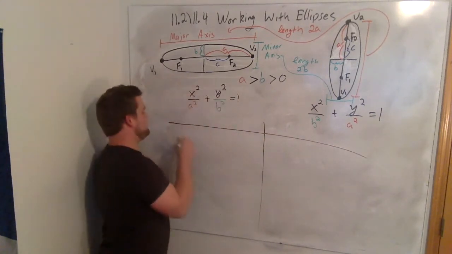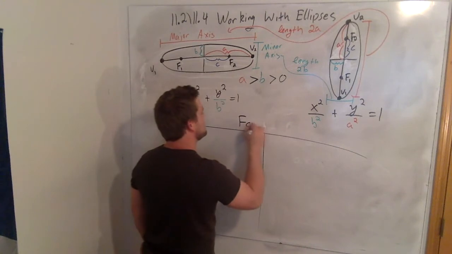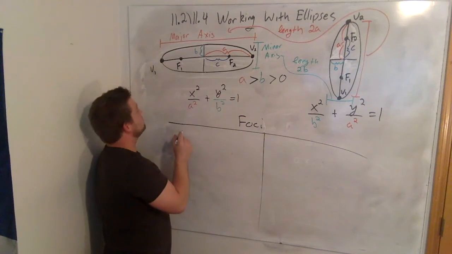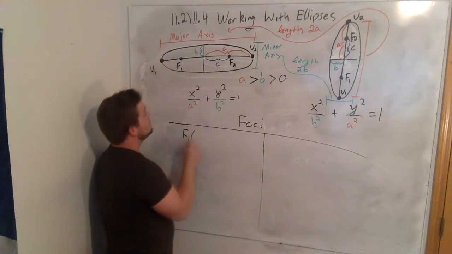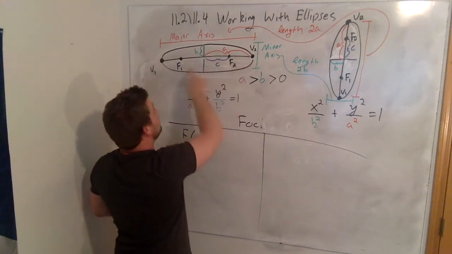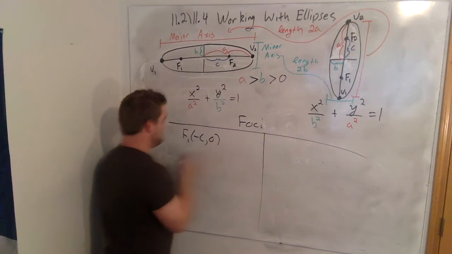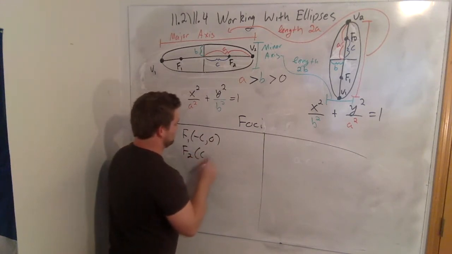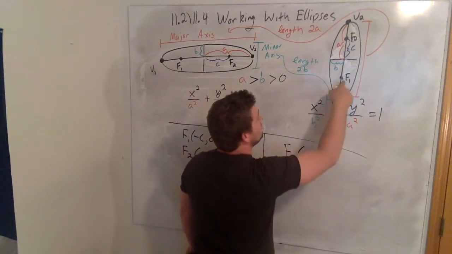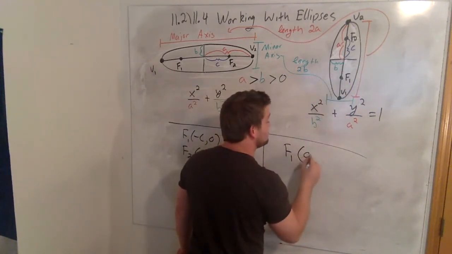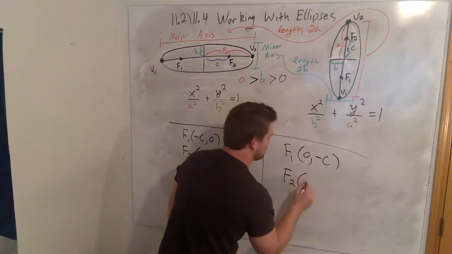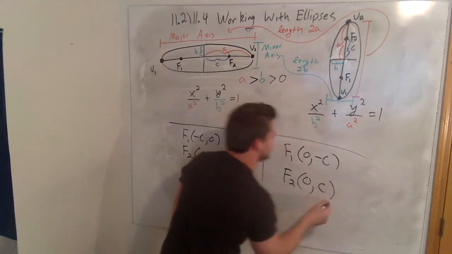So the coordinates of the foci. For this one, F1 is going to be, well, this length here is C, so for F1 it'll be negative C and 0. And F2 will have coordinates C and 0. Over here, F1, our first focus, will have an x-coordinate of 0 and a y-coordinate of negative C. And F2 will have an x-coordinate of 0 and a y-coordinate of C.